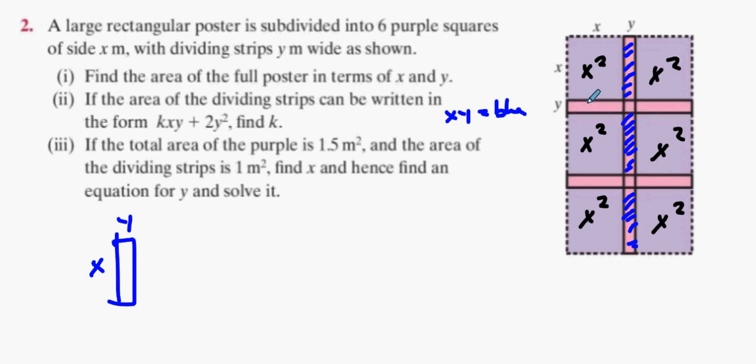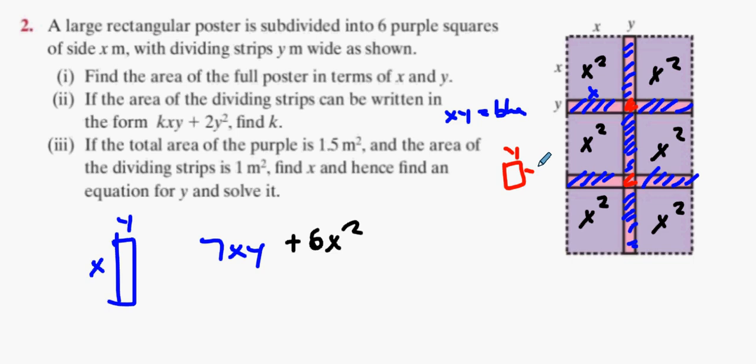It's also an xy, isn't it? That makes sense as well. So how many blue parts do we have in total? Is it 7? So 7xy. How many x squareds do we have? And what about these two little red parts in here? They're both y squared, aren't they? So 2y squared. Anybody do it a different way? Yeah, same answer though?